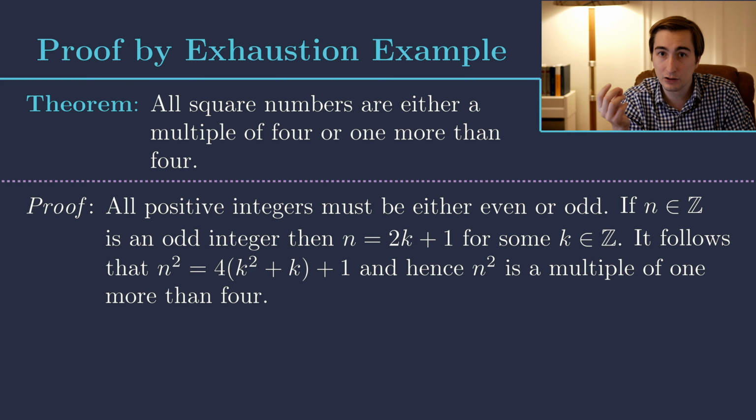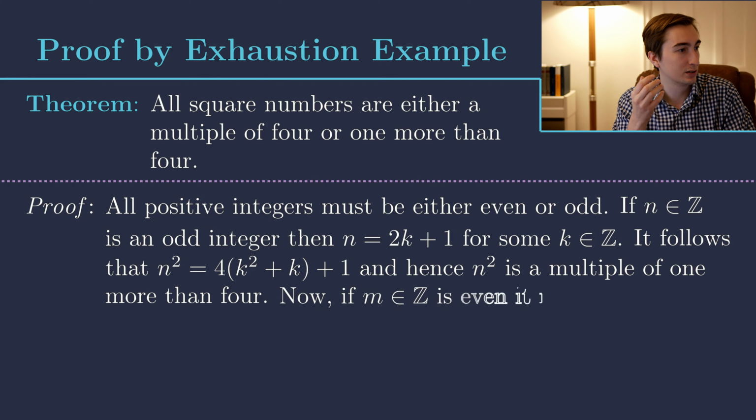All square numbers are either a multiple of 4 or 1 more than a multiple of 4. So we've shown that when we have an odd number and we square it, we get a number 1 more than a multiple of 4. So what about when it's even? Now this one's a bit easier.